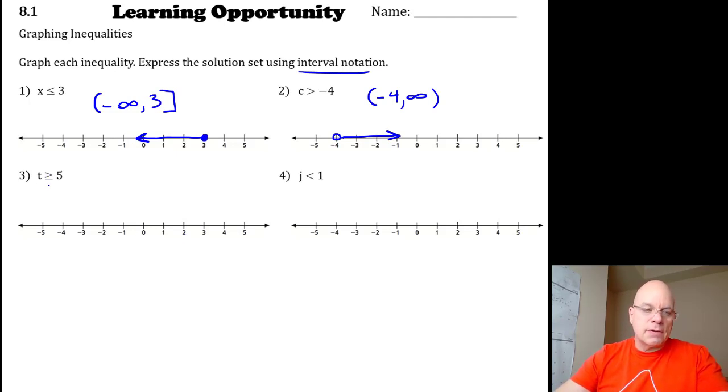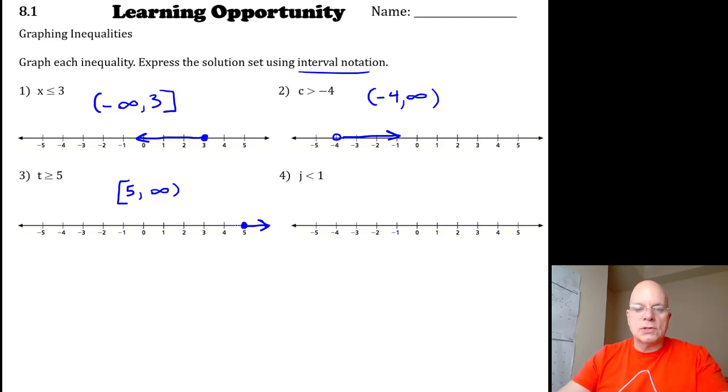3 says t is greater than or equal to positive 5. So t could be positive 5, so a solid dot at positive 5, or any value greater than 5, so the arrow should go to the right. So that's the graph. The interval goes from 5 to positive infinity. Infinity always gets parentheses. Positive 5 in this case gets brackets because t could be equal to positive 5 exactly.